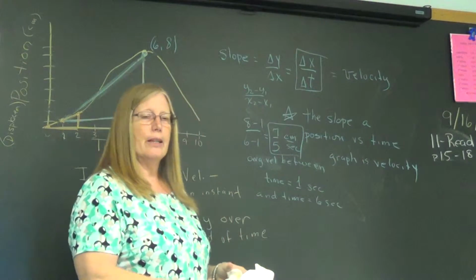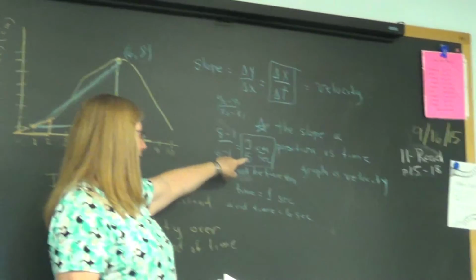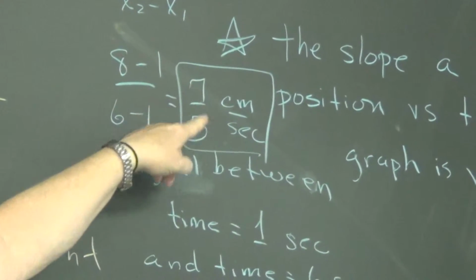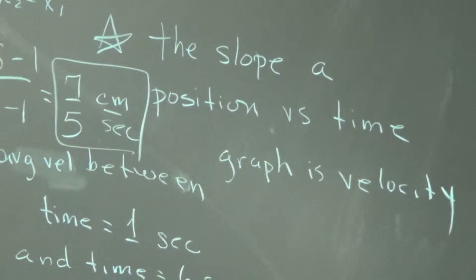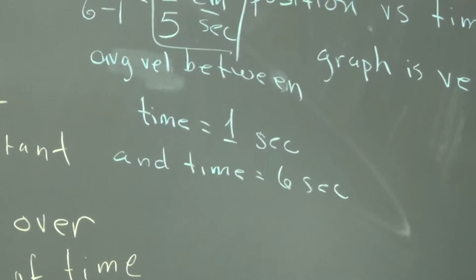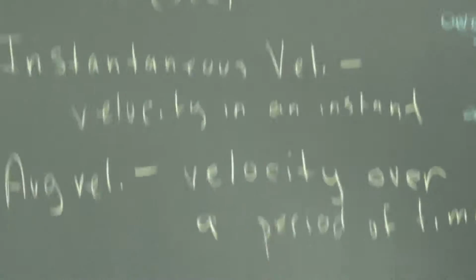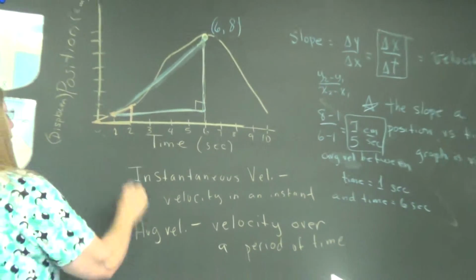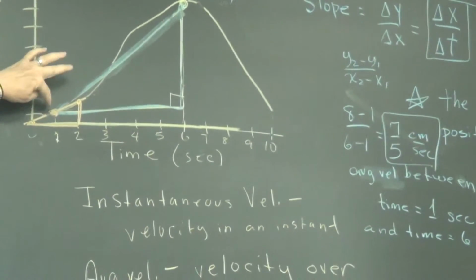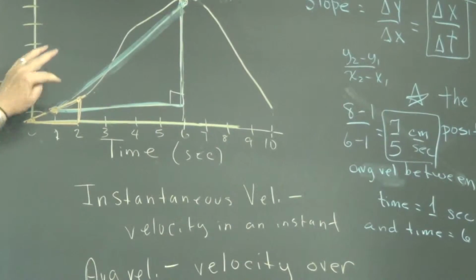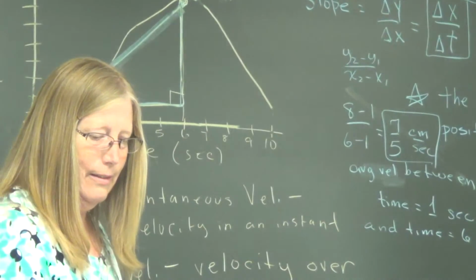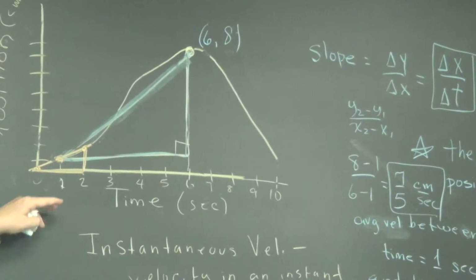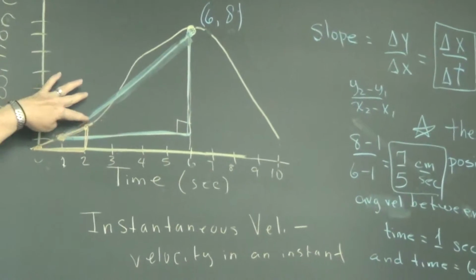Ready? All right, Hunter, we went back and we added centimeters per second over our average velocity that we calculated between 1 and 6 seconds. Now we're getting right here to the amazing point where we can find the slope, which is the velocity, at exactly this point. I picked this point, 5 minutes. We are going to find the slope at this point.